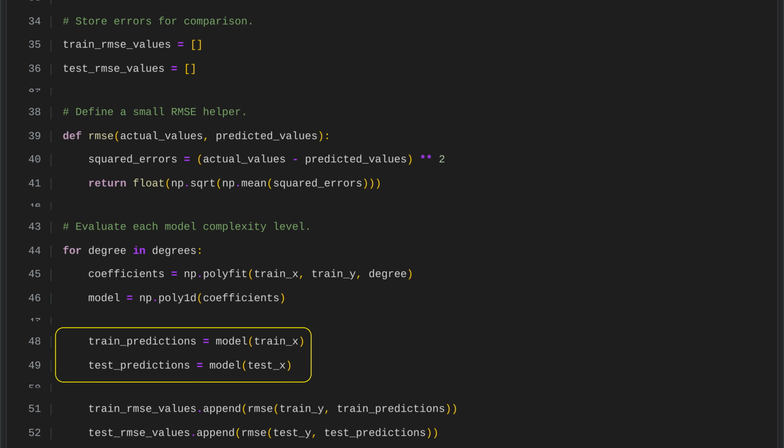The model predicts rental prices for both the training and testing areas. These predicted values can then be compared with the actual rental prices to evaluate how well the model performs.